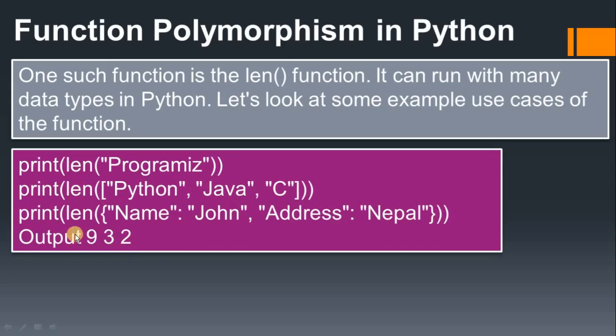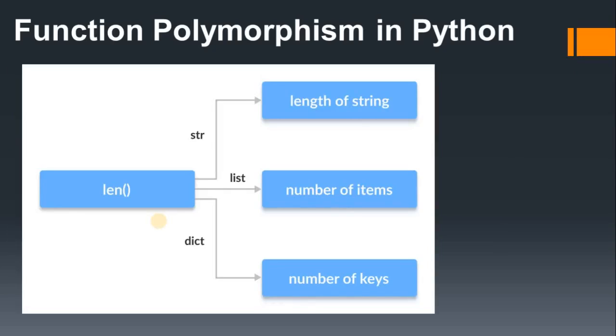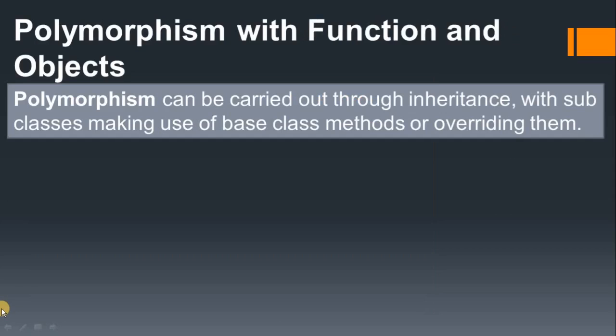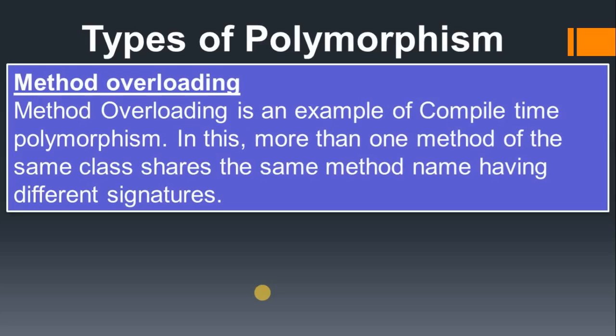So in this way we are using the same function name, but it is performing a different role, slightly different because we are working with different types. Same function name can count the length of a string, the number of items, and the number of keys. As we have seen, we can use the plus operator and the len function for different tasks, even though their names are the same each time. Polymorphism can also be carried out through inheritance with subclasses, making use of base methods or overriding them, which we will see. So the next category is types of polymorphism.